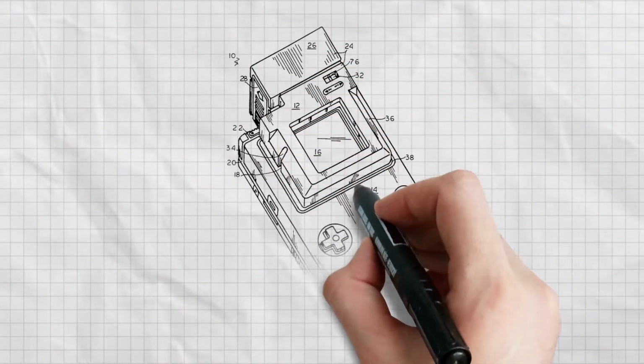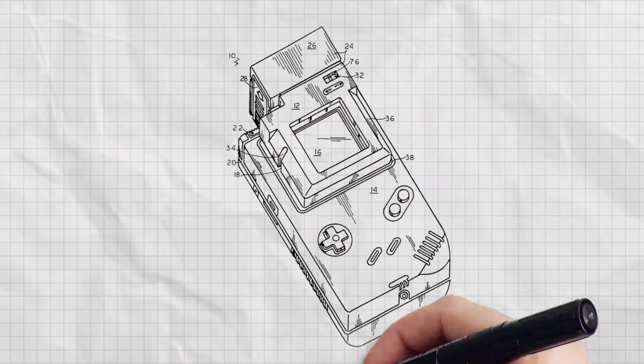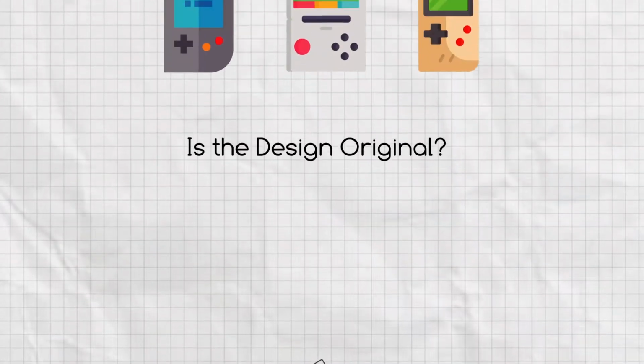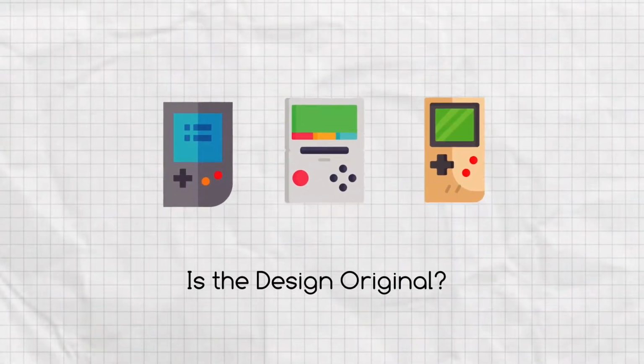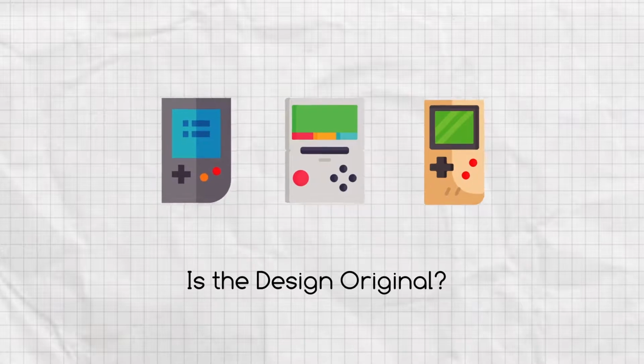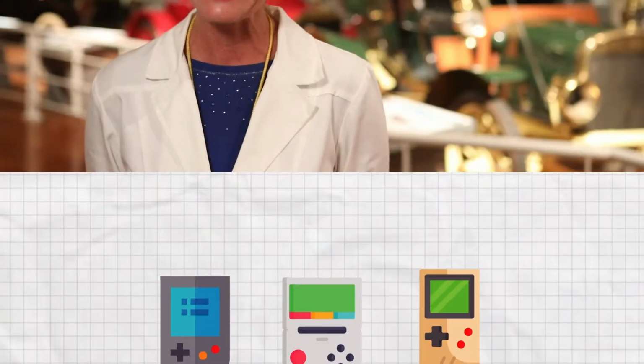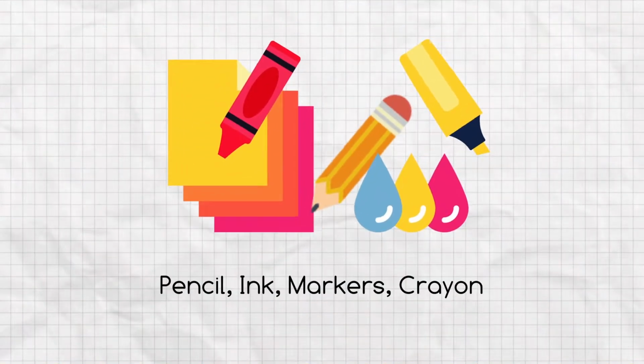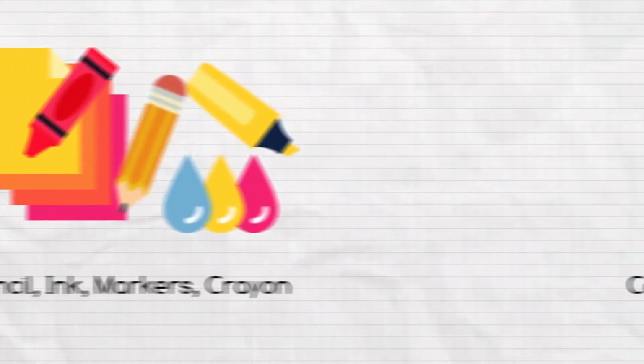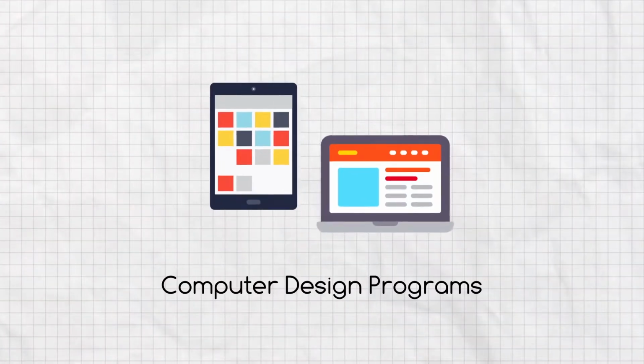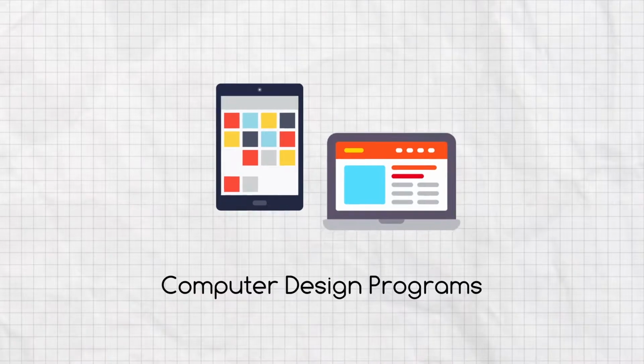Engineers and designers both share what a prototype will look like through sketching and drawing. They think about how original their prototype design is compared to other inventions already in stores. There are lots of different ways to create a prototype design. You could use traditional drawing methods like pencil, ink, markers, or crayons on paper. Or an inventor might use computer drawing programs to create their designs.